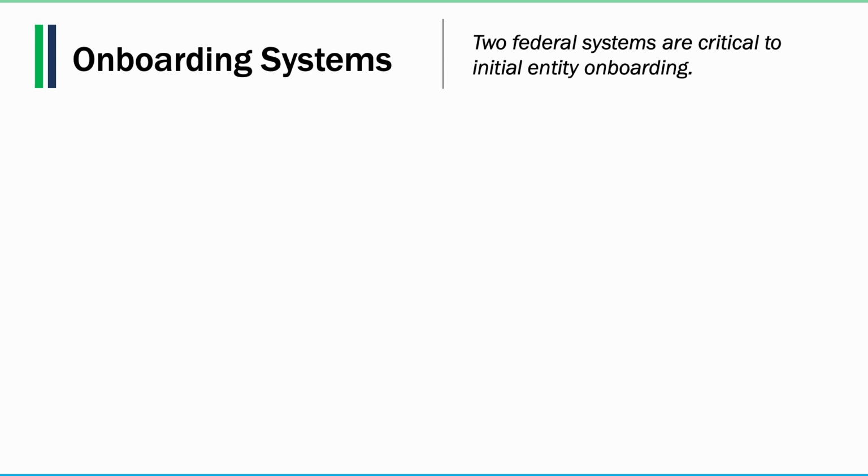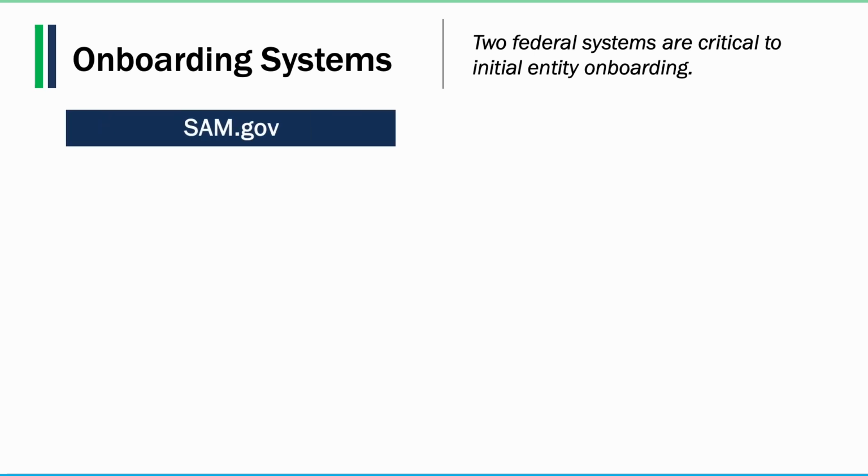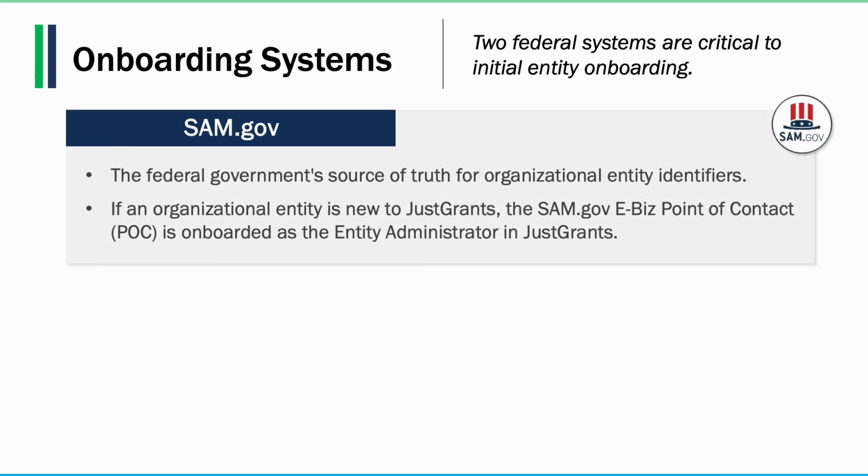Organizational entities seeking federal funding are required to register and maintain an active status in SAM.gov. For this reason, SAM.gov is considered the federal government's source of truth for organizational entity identifiers. If an organizational entity is new to JustGrants, the SAM.gov eBiz point of contact is automatically onboarded as the entity administrator in JustGrants.